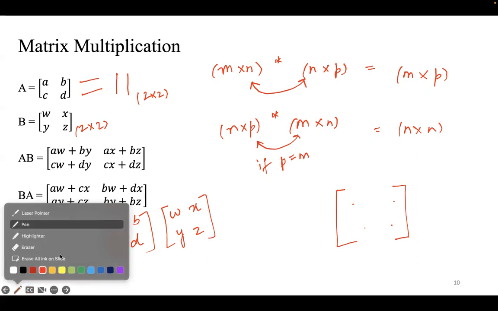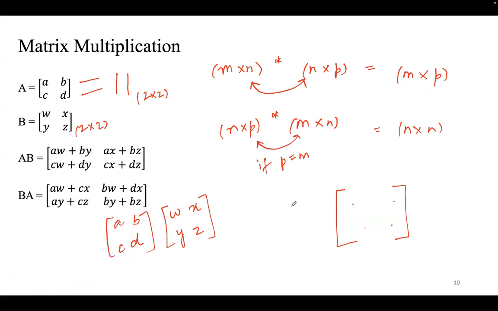Okay. So what I'm going to do is, for the first position, so this is basically first row and first column. So what I'll do is, I will multiply the first row with the first column. So first row from the first matrix, first column from the second matrix. So what I'll do is A with W and B with Y.